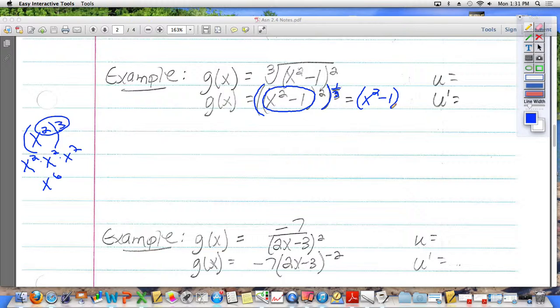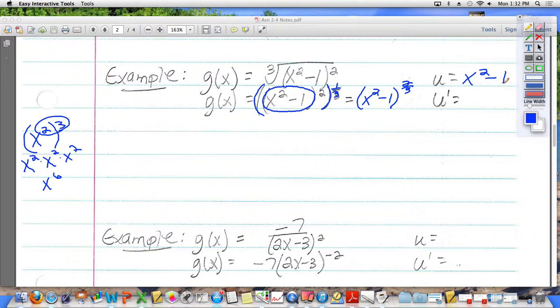What is 2 times 1/3? 2 times 1/3 is 2/3. Okay, 2/3 power. It looks much nicer now. We have an expression to a power. What's u? It's the thing that is put to a power. So u is x squared minus 1.